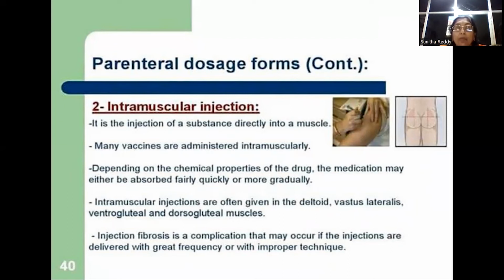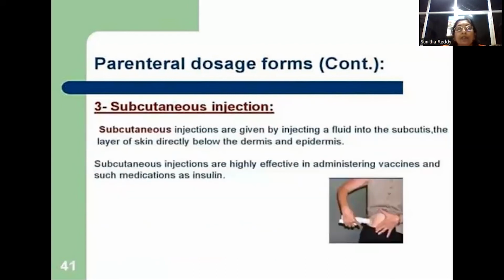Depending on the chemical properties of the drug, the medication may be either absorbed fairly quickly or more gradually. Intramuscular injections are often given in the deltoid, vastus lateralis, ventrogluteal or dorsogluteal muscle. Injection fibrosis is a complication that may occur if the injections are delivered with great frequency or with an improper technique. That is the demerit of the injection.